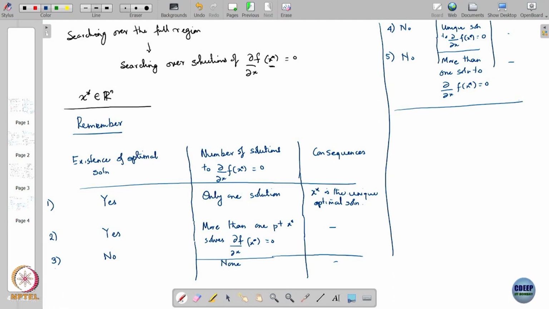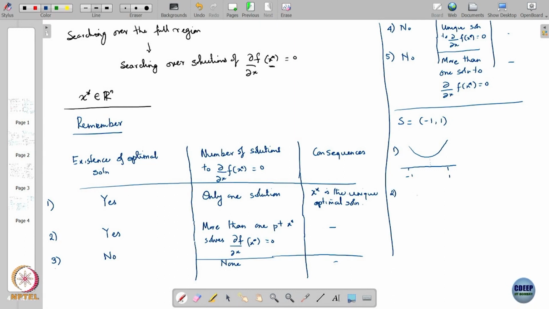The first case is when there is an optimal solution and there is a unique solution. I will take S to be the open interval -1 to 1, and let's draw some functions illustrating this case. Here is -1, here is 1. I'm minimizing this, and I find that there is a unique point here where the derivative has become equal to 0. Then it has to be that this is also the optimal solution. So this is the happy case.